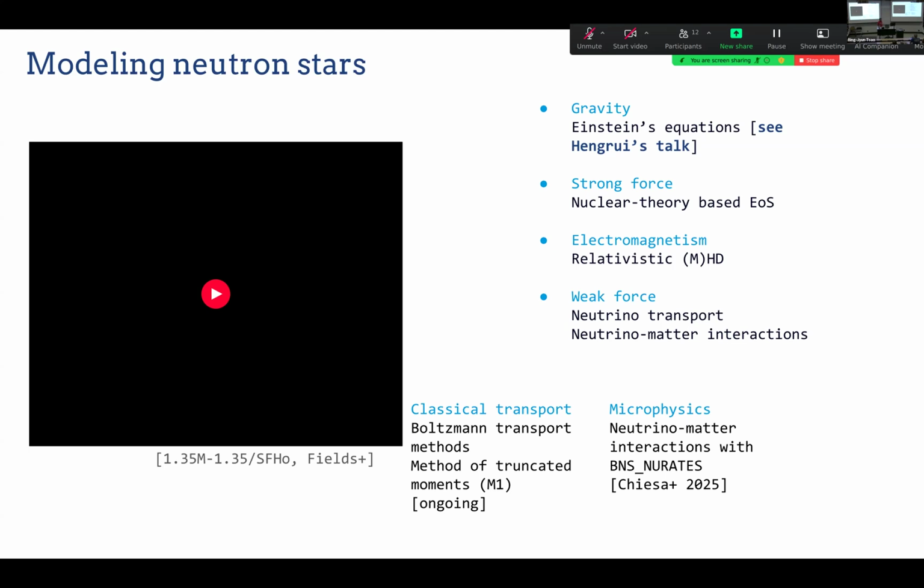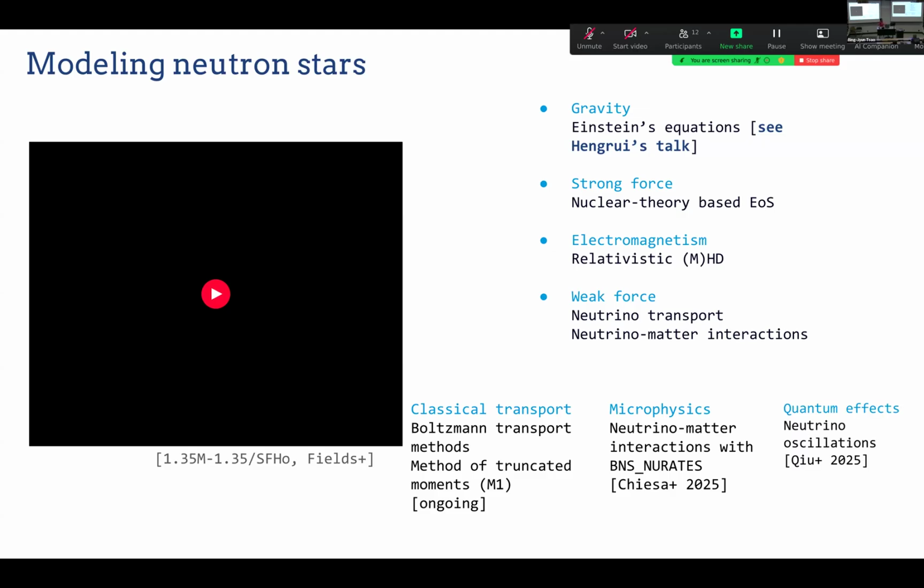Besides this, along with collaborators from the University of Trento, we've been working on a GPU-based library for neutrino-matter interactions. This is called BNS New Rates. And we've had a first application with this library that came out earlier this year. This is essentially what forms the right-hand side of the equations of transport. It's open source, and it works on both CPUs and GPUs.